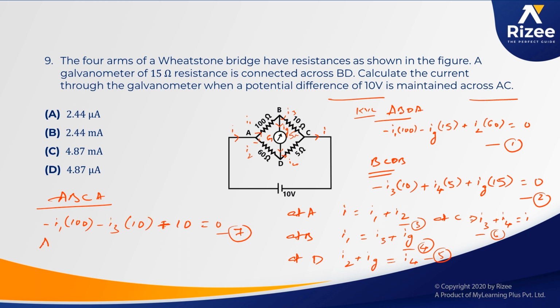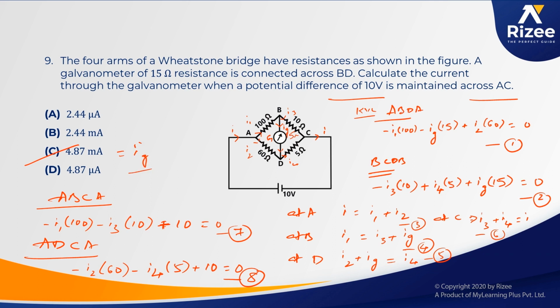Another equation from the loop A, D, C, again A. So using these equations, you can solve it for the Ig value. This equation will be minus I2 into 60 minus I4 into 5 plus 10 is equal to 0. From these two equations, you will have the relation between I1 and I3, and I2 and I4. On solving these equations, you should be getting Ig as 4.87. This should be your Ig value.